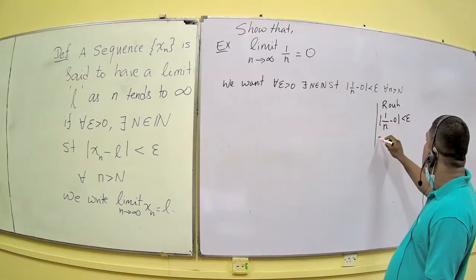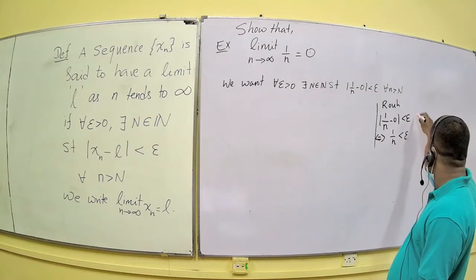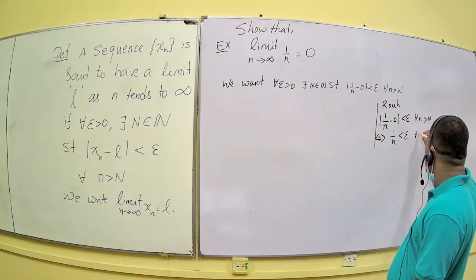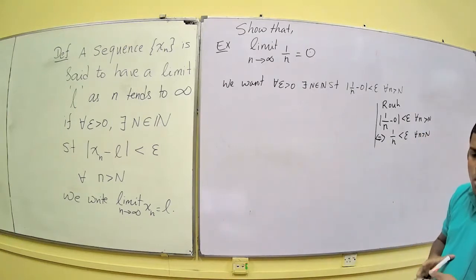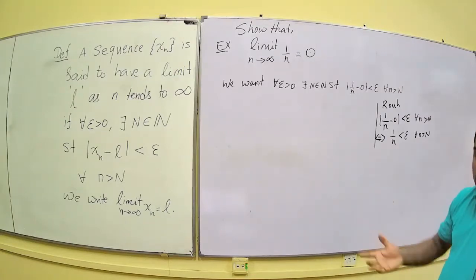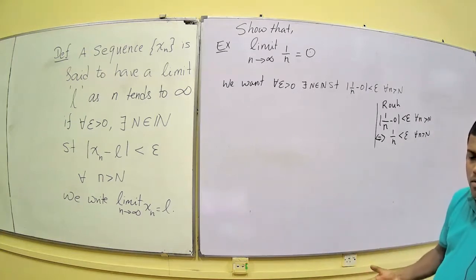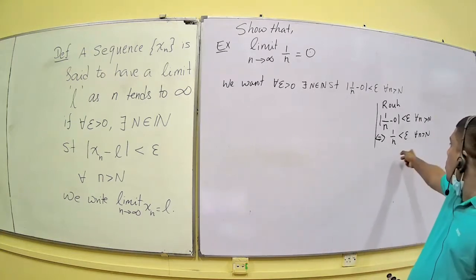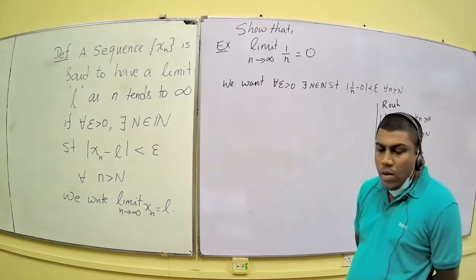you want this, but that is the same as 1/n less than epsilon for all n greater than N, right? This is what you want, because 1/n is positive, so 1/n minus 0 is 1/n, that is positive. So you can remove the absolute value. So basically you want to get 1/n is less than epsilon for all n.